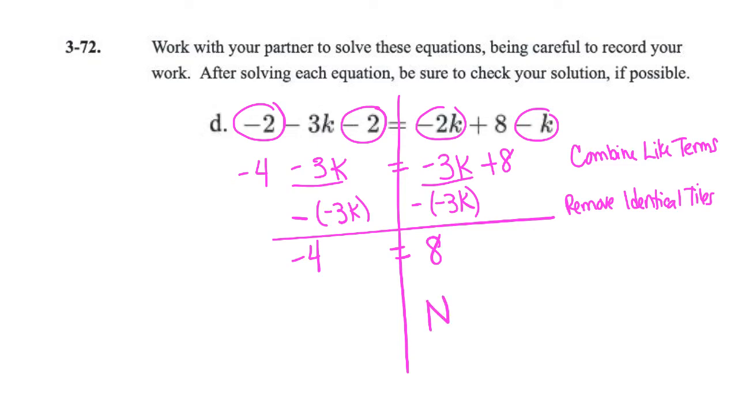That is not true. If I get something that is not true, then my answer ends up being no solution. There is no value that I could put in place of k that would give me the same value on both sides. So no solution is my answer.